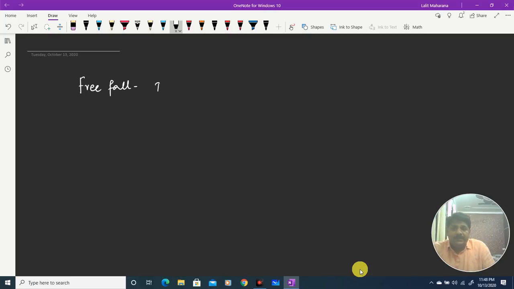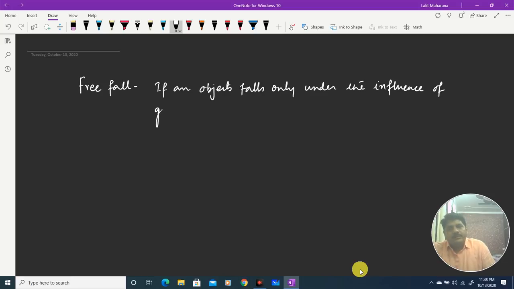That if an object falls only under the influence of gravity, we call it free fall. So when a body is falling freely, there is no other external force. So we say no other external forces involved.